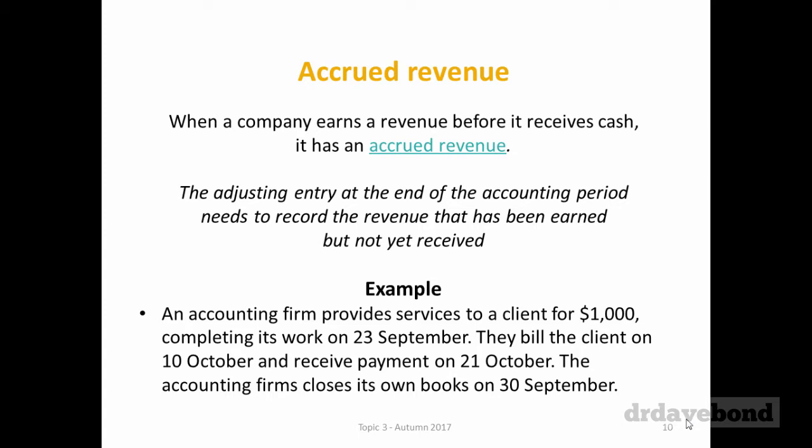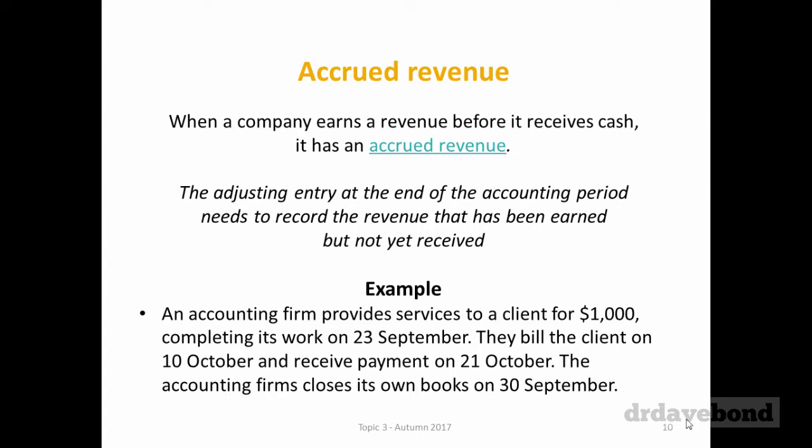On the next bit, 21st of October, we send the bill and we're paid. Now, to me, that's a pretty rubbish accounting practice if it takes them nearly 3 weeks to send out a bill, but suits our purposes here. So the work gets done in this period. If we had no adjusting entry, what we'd end up with is on the 10th, we would debit accounts receivable 1,000, credit revenue 1,000. But that would mean the revenue happens in that period. Now that's not when it happened. The revenue actually happened the period before.